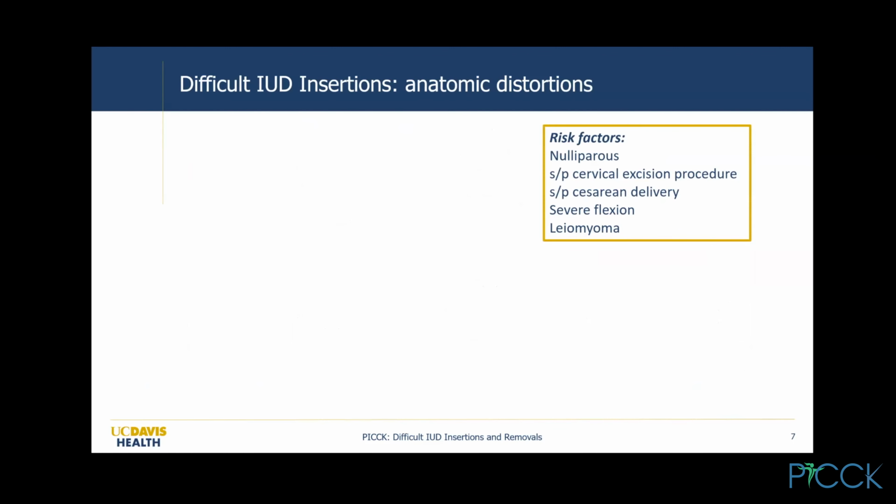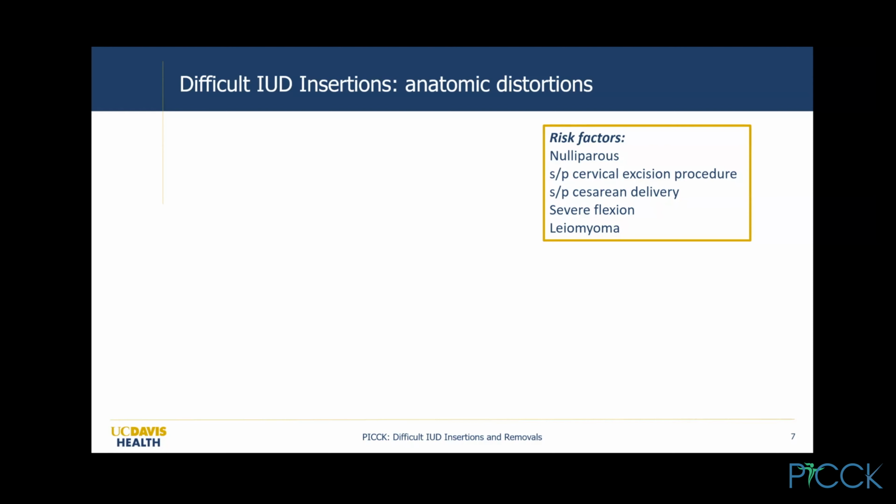Risk factors for anatomic distortions include things like nulliparity, or never having delivered before, having had a cervical excision procedure, for example a LEEP procedure or a cold knife cone because of cervical dysplasia. Someone may be status post cesarean delivery. They may have severe flexion of the uterus that makes navigation up to the fundus difficult, or leiomyoma, also known as fibroids. Keep in mind that placing an IUD in someone who has severe anatomic abnormalities is considered category 4, or contraindicated, by the CDC in the medical eligibility criteria, but you can do this safely, and I'm hoping some of these tips will help.